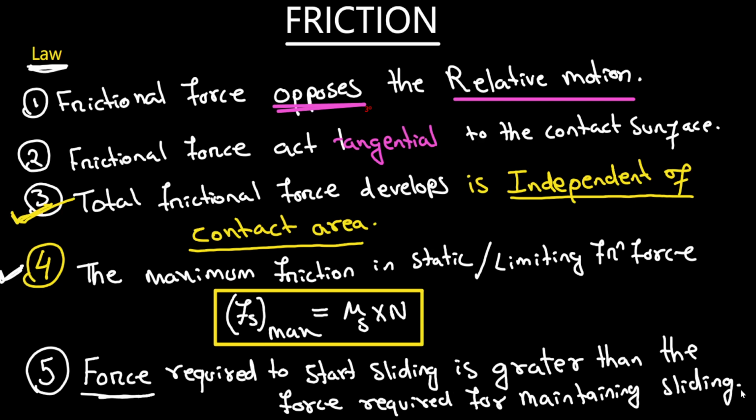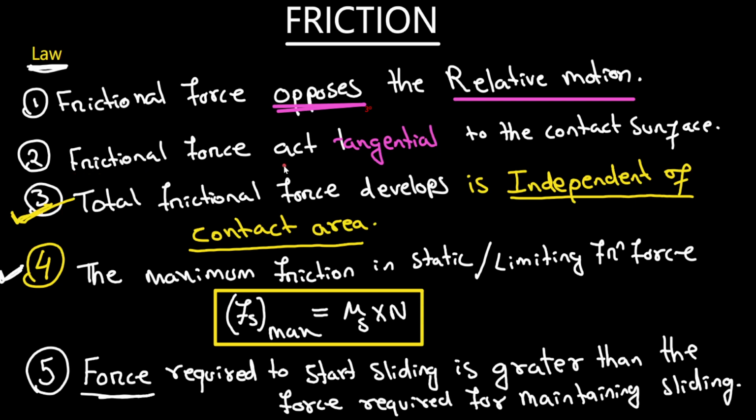He's talking about how a lesser amount of force will be required. Okay, now we'll try to understand all these statements. See what it is saying. It's saying the frictional force opposes the relative motion. This is the statement we have already seen at the start of this video.